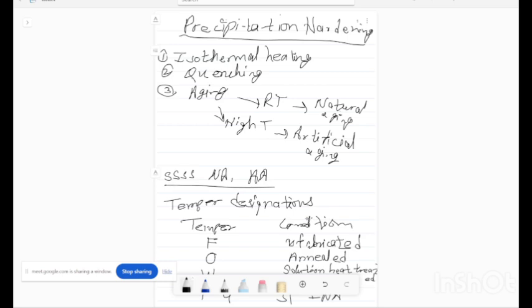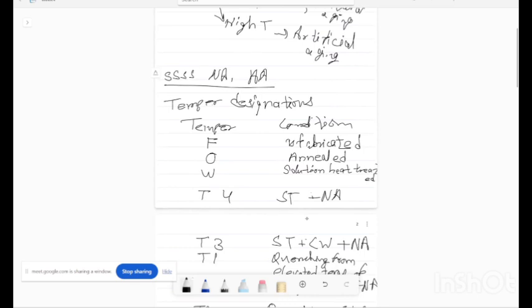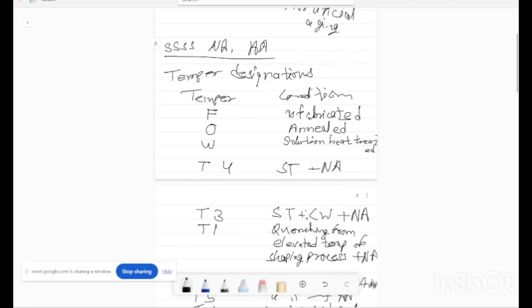Are you able to see the screen? Yes, ma'am. Visible. Okay. Then the high temperature aging is called artificial aging. Did you attend the week 4 assignment? Partially complete, madam. Okay, partially completed.